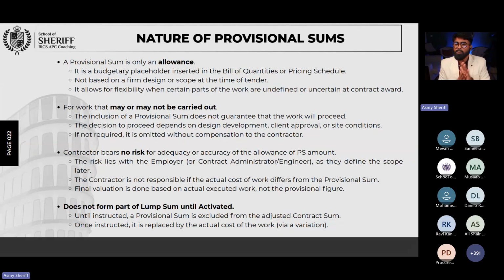Right. When we speak about provisional sum, what is the nature of provisional sum?